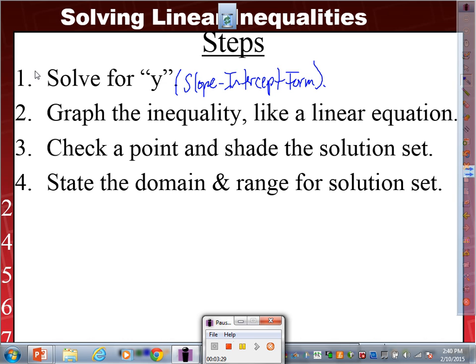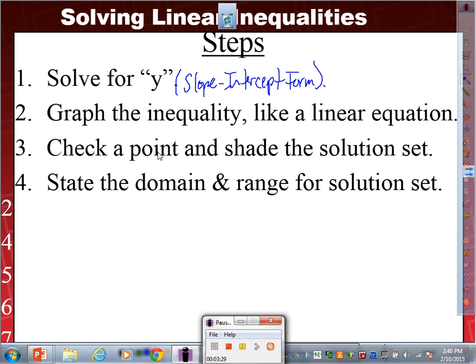So, the basic steps, this should be easy. We've been doing it for the warm-ups, right? Do we know how to solve for y? Yes. In slope-intercept form? Yes. Do we know how to graph a linear equation? Yes. You're saying, but we're in inequalities. I know, but it's the same process. The last ones we're going to do together so you guys can see what I'm talking about.